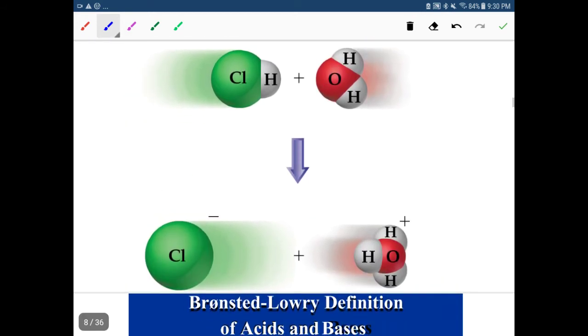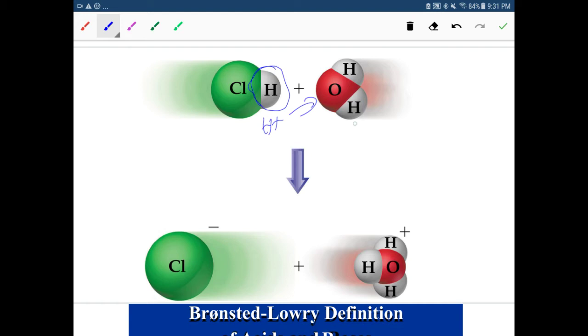So this is just a visual. Right, so you have HCl. It reacts with water. The HCl will donate its proton, it will donate its H plus, and gives it to H2O. H2O will accept it and becomes H3O plus. So since H2O accepted the proton, it's going to be the base. And since HCl gave away its proton, it donated its H plus, it's going to be the acid, right?